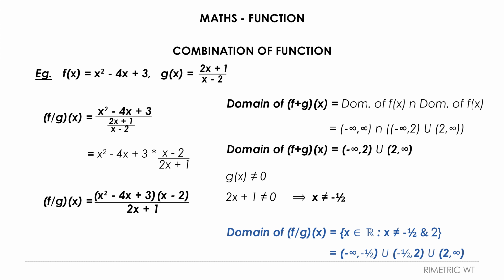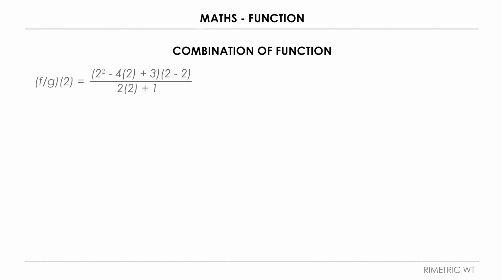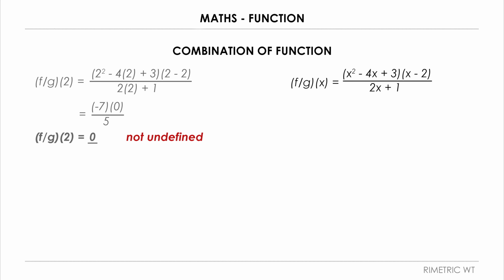You might ask why 2 is excluded from the domain for the quotient function x squared minus 4x plus 3 times x minus 2 over 2x plus 1, since when we substitute 2 into the function, we get 0 rather than undefined. This is a good question to raise here. The quotient function is expressed in a simplified form, and excluding 2 might not make sense.